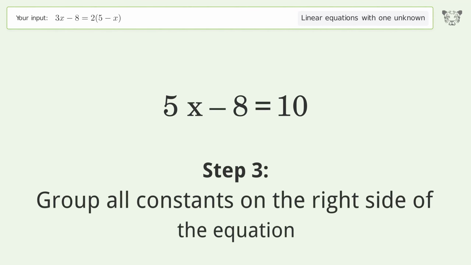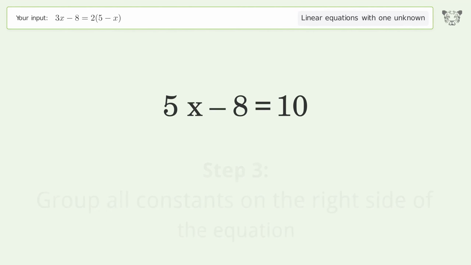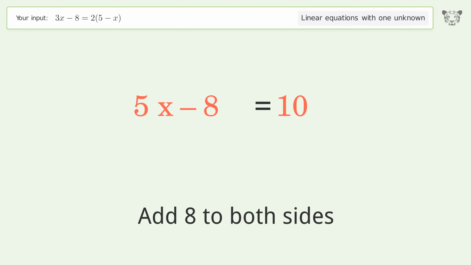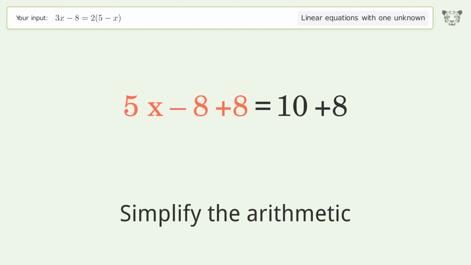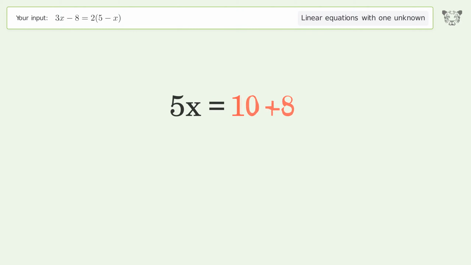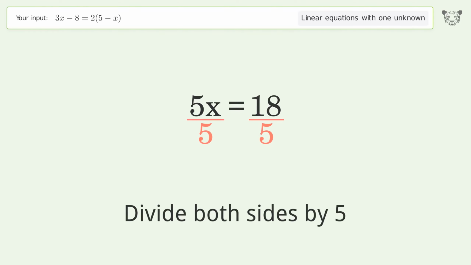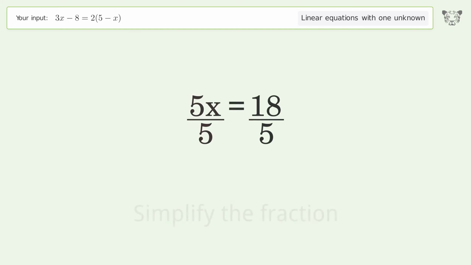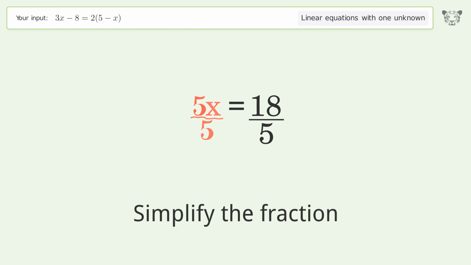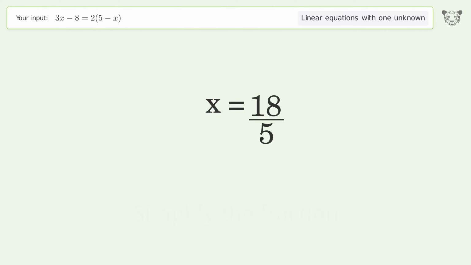Group all constants on the right side of the equation. Add 8 to both sides. Simplify the arithmetic. Isolate the x. Divide both sides by 5. Simplify the fraction. And so the final result is x equals 18/5.